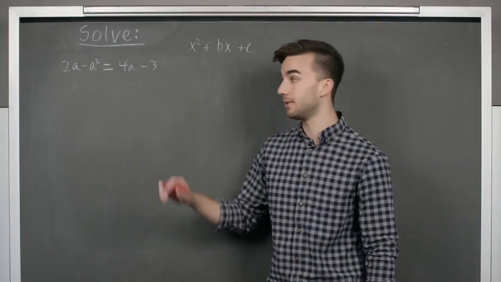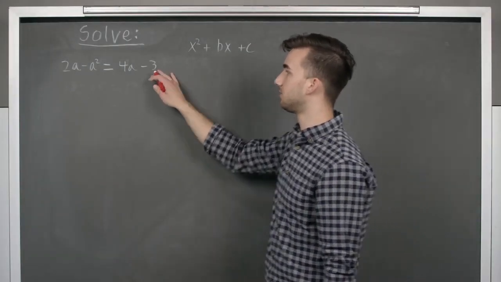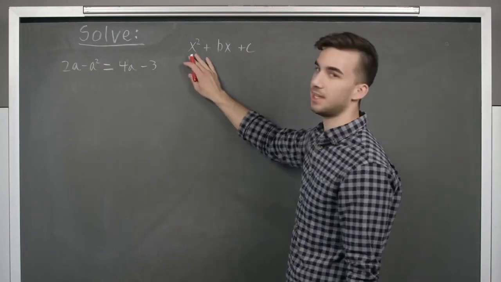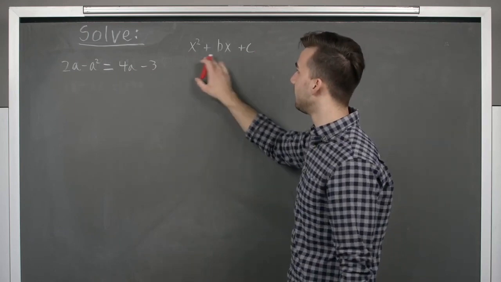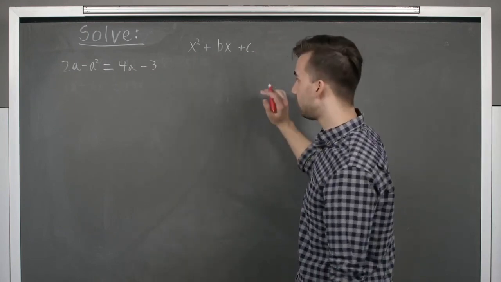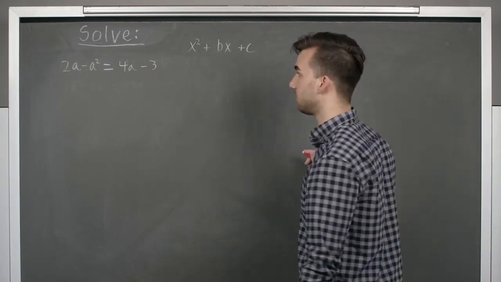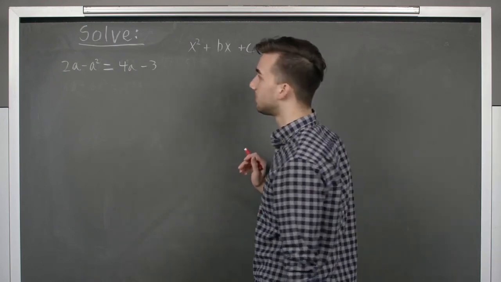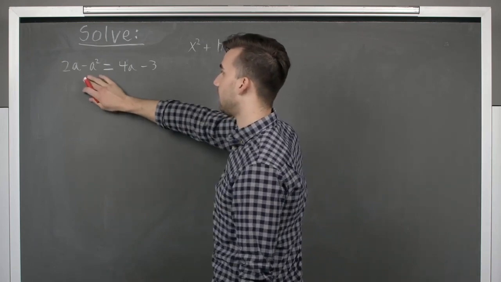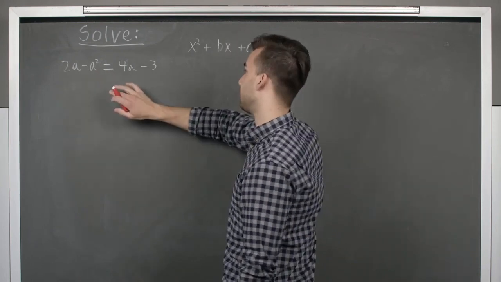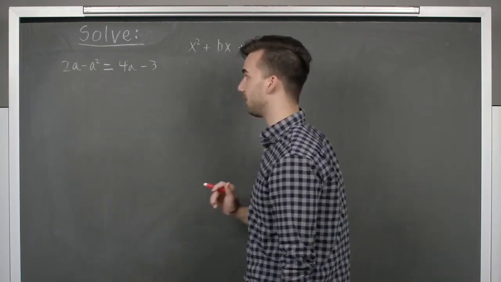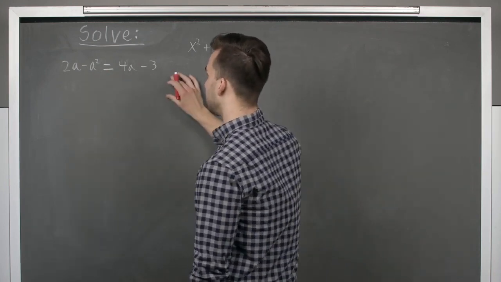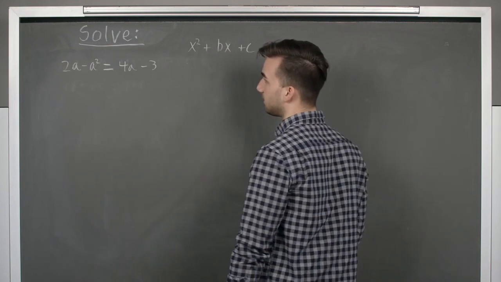This equation we can solve the same way. We just want to get everything on one side of the equal sign, and then we can get it in this form, x squared plus bx plus c, factor it, and that will give us our solutions for a. So the best way to probably do it is to get the a squared so that it's positive, because otherwise the factoring will be weird. So let's move this a squared to the other side of the equal sign so it's positive.